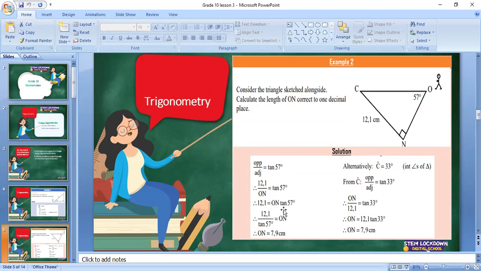Now, to find our ON, we divide both sides by tan 57. So ON equals 12.1 divided by tan 57. You understand? Then you punch this in your calculator, and you get 7.9.